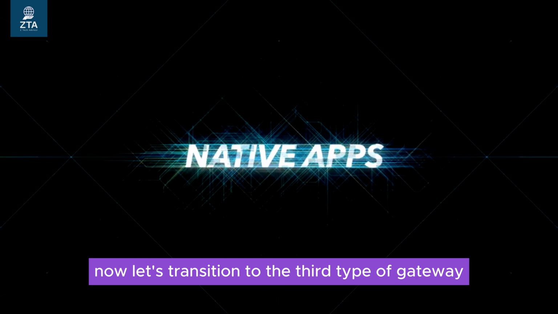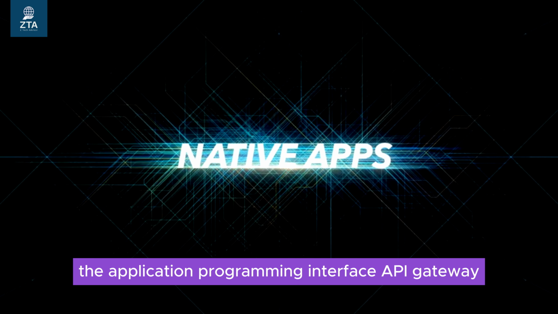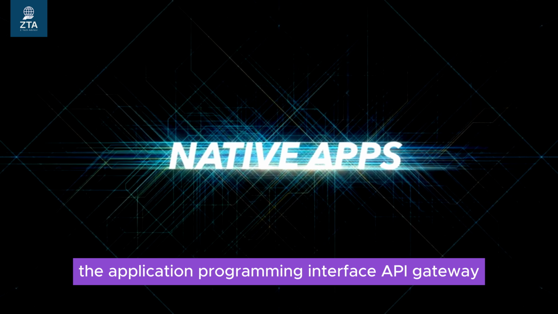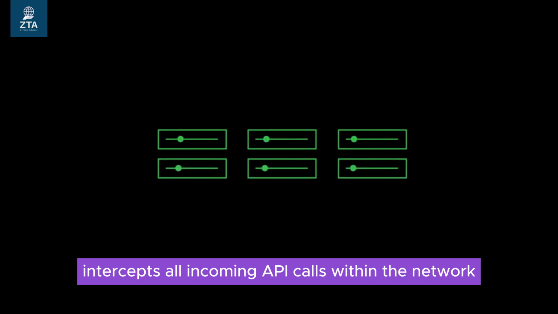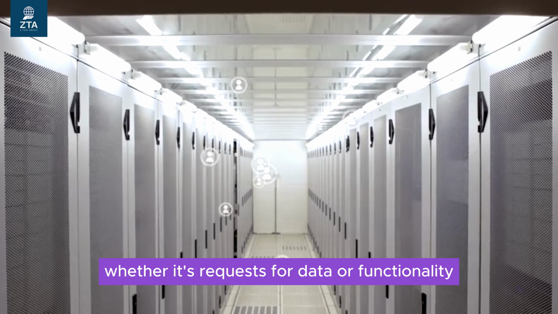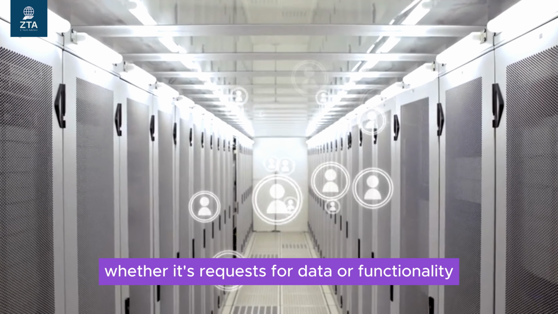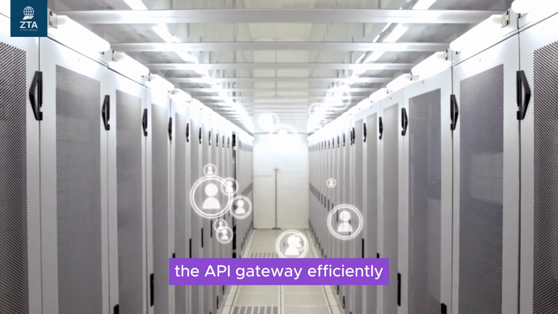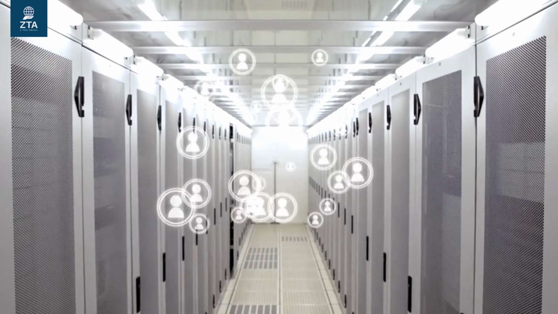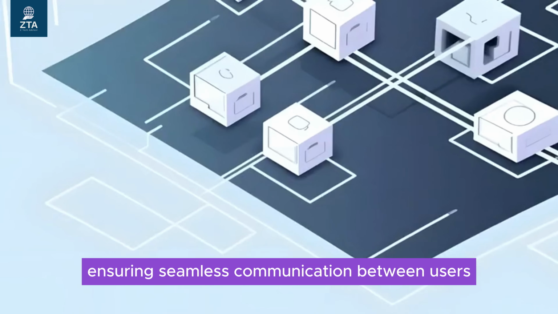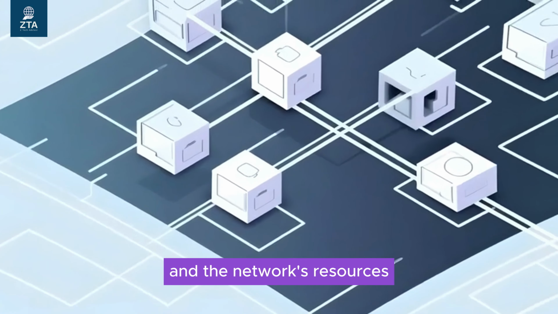Now, let's transition to the third type of gateway, the Application Programming Interface, or API, gateway. Functioning as a reverse proxy, the API gateway intercepts all incoming API calls within the network. Whether it's requests for data or functionality, the API gateway efficiently aggregates the necessary services to fulfill these calls, ensuring seamless communication between users and the network's resources.